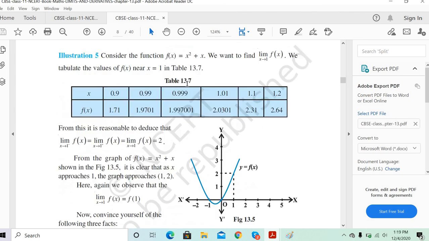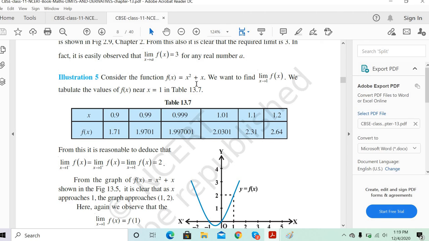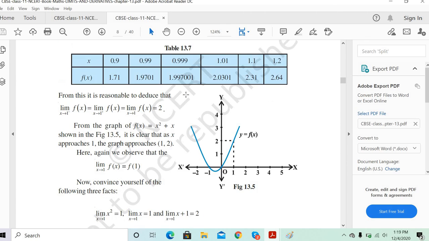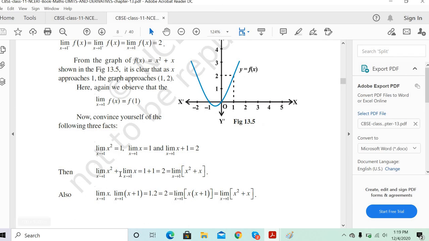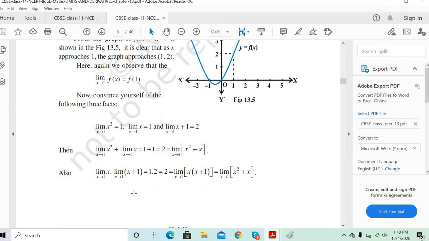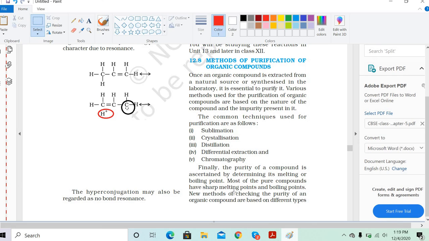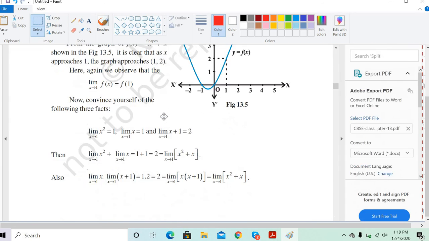Now algebraically we have shown it down here. So basically f of x is equal to x square plus x. This is a combination of two functions, x square and x. Correct? So what it means is you can apply the limit on both the algebraic functions separately also.